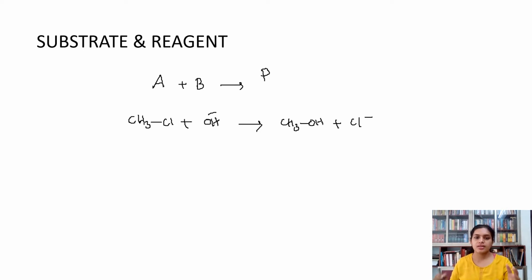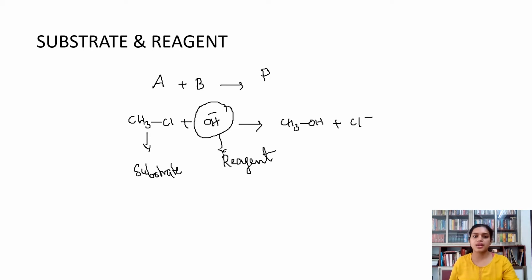In this reaction, the main compound which undergoes a change in the reaction is called a substrate. In that sense, methyl chloride is the substrate. The main compound which is undergoing a change in a reaction is called a substrate, and the species which brings about that change is called a reagent. So this OH minus is the reagent here. Hope the concept is clear.